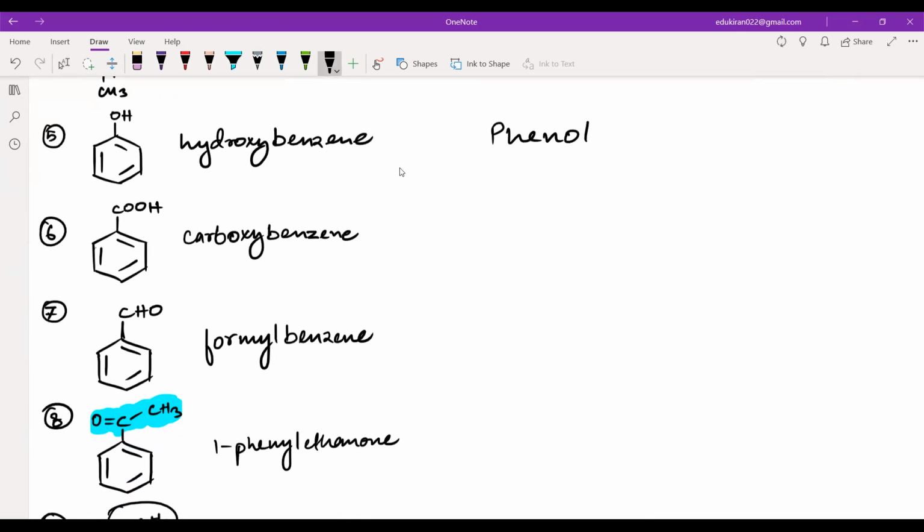Then if you have COOH attached, then the base for this is benzoic acid. Whenever you have a particular benzene in which the COOH group is attached, the base will be benzoic acid. Next, for formyl benzene, that means if you have an aldehyde, then it will be benzaldehyde.